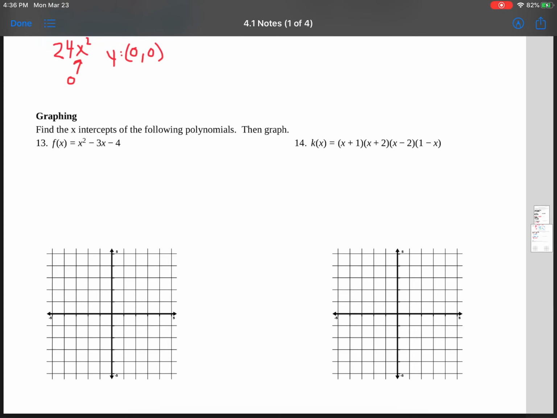And the last part we have here is graphing our polynomials. So number 14 is actually factored already for you. So this is kind of nice because you're just going to take all your factors and plot them on your graph and use your end behavior to figure out whether you're going to start down and end up or whatever you got to do. Right. Now for number 13, I'll go actually through both of these.